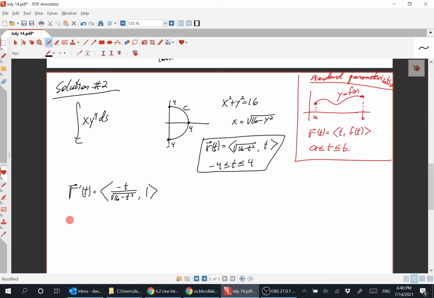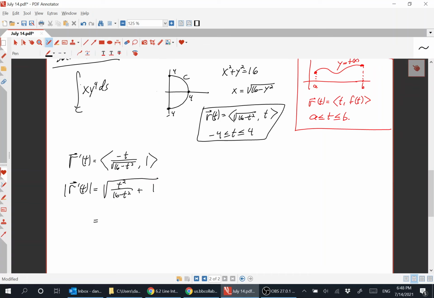1. And the length of r prime of t, well, it's the square root of this squared, t squared over 16 minus t squared, plus 1 squared. And when you actually simplify this expression, this becomes t squared plus 16 minus t squared over 16 minus t squared, and you get 4 over the square root of 16 minus t squared. Okay, so it does simplify a little bit there.